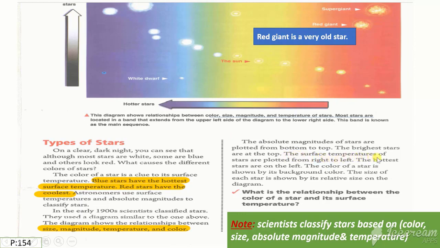But the surface temperatures of stars are plotted from right to left. The hottest stars are on the left. If you go left, the stars get hotter.